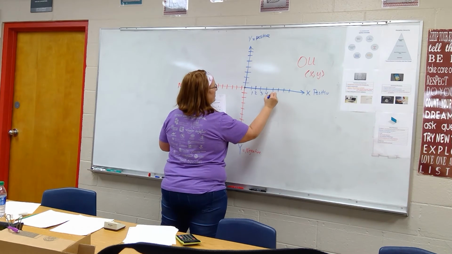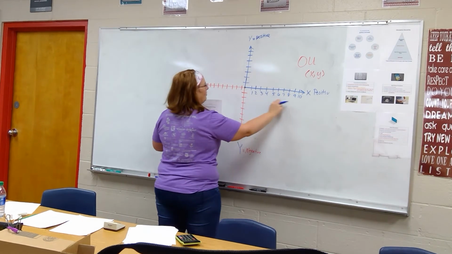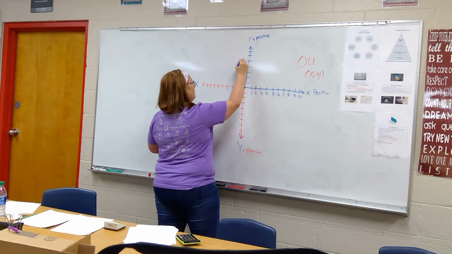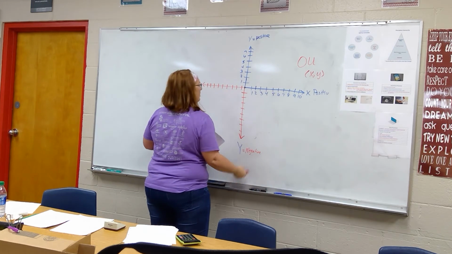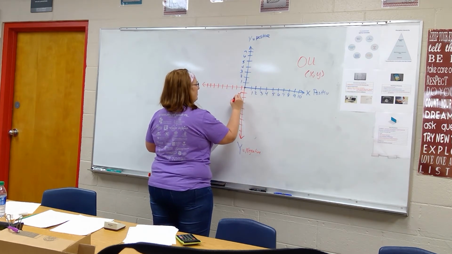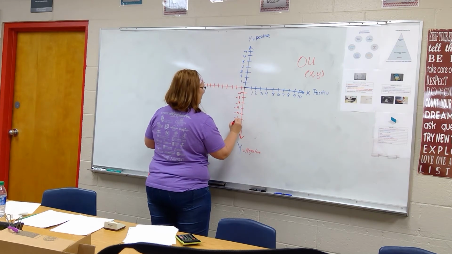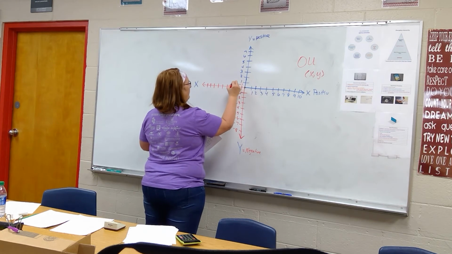And I don't even know if I made the same amount on each one of them. So these are positive numbers. If I go up, these are positive numbers. If I go down, these are going to be negative numbers. If I go over, they're negative numbers.